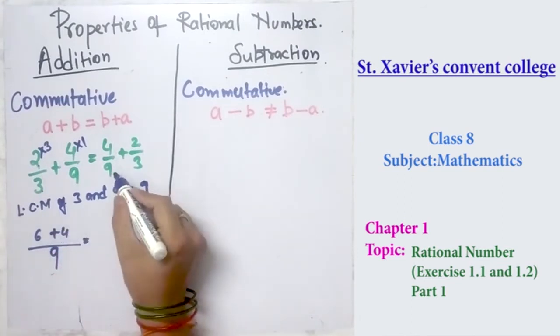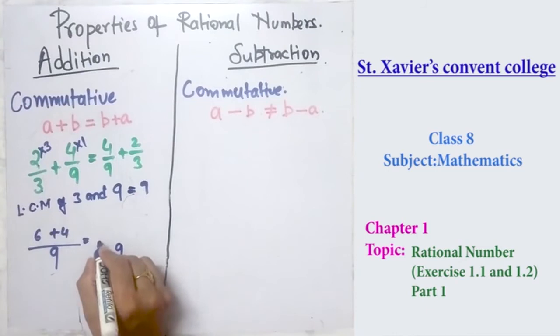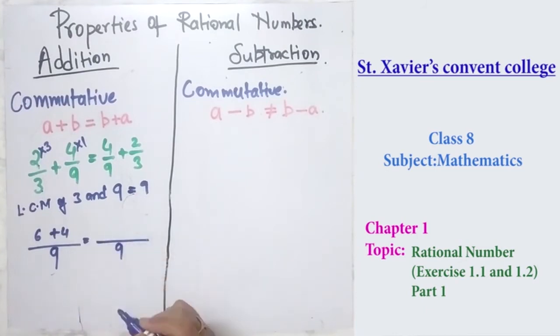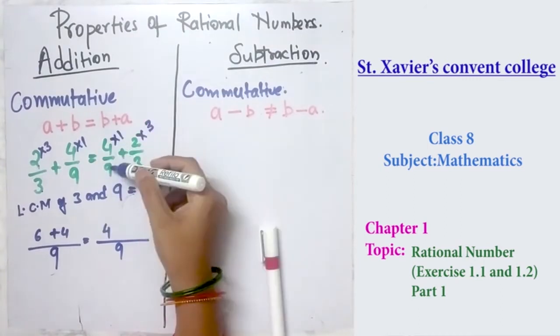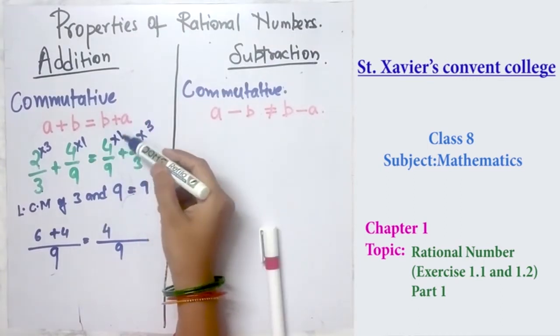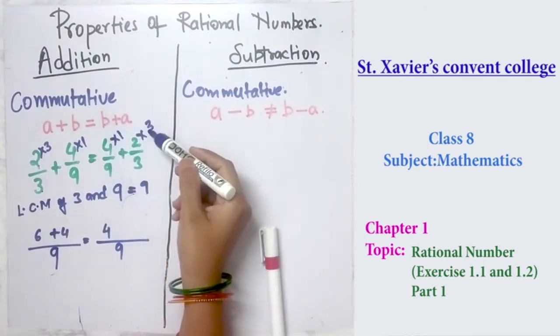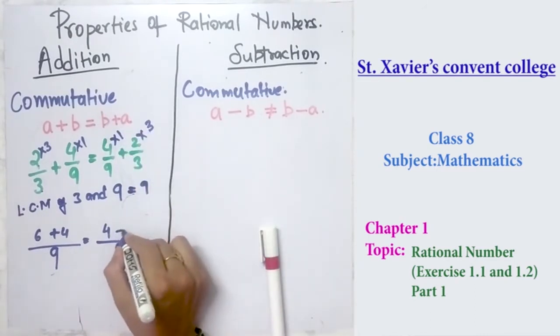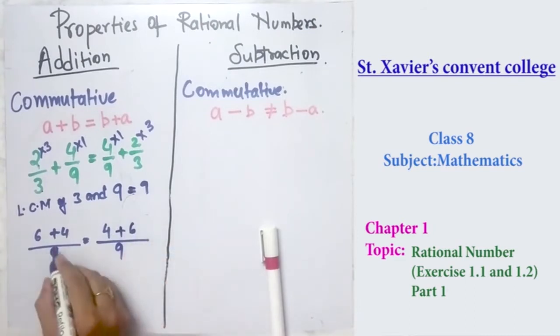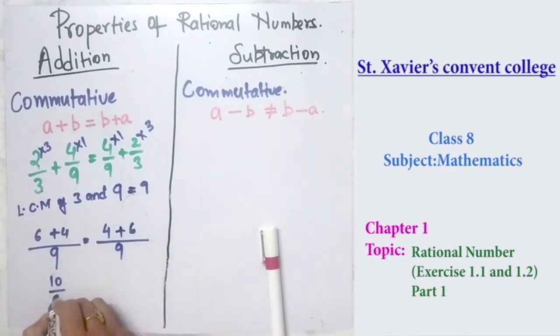Similarly here you will take the LCM, that is 3 and 9, again you will get 9 as an LCM. Again 9 LCM. 9 ones are 9, 1 is a multiple, 3 threes are 9, that is 3 is a multiple. 4 into 1, 4, 3 twos are 6. 6 plus 4, 10 upon 9. 4 plus 6, 10 upon 9.